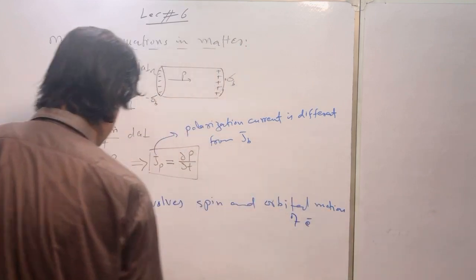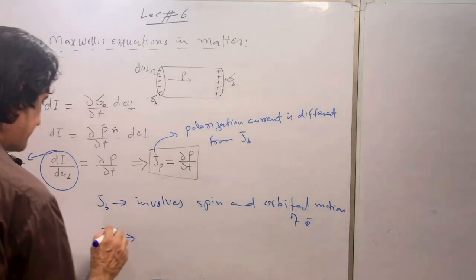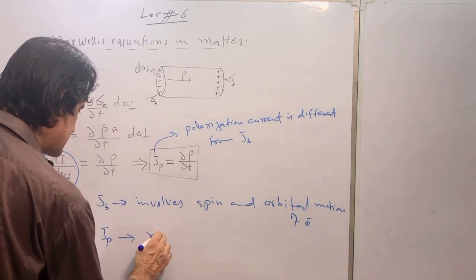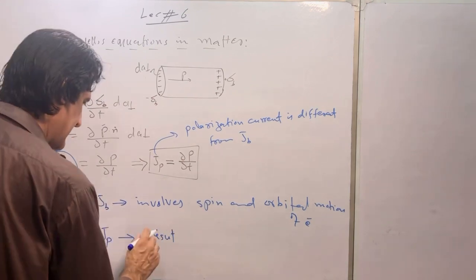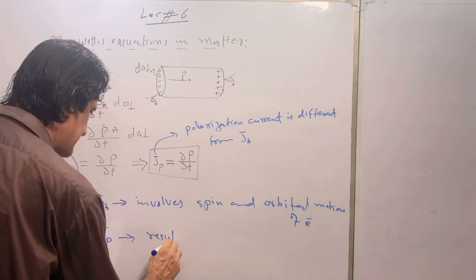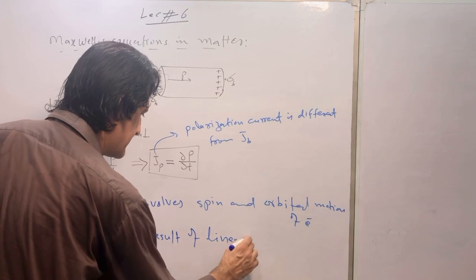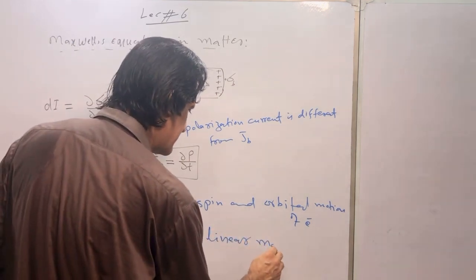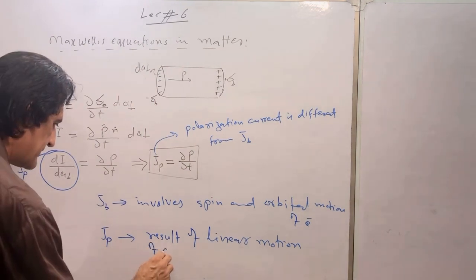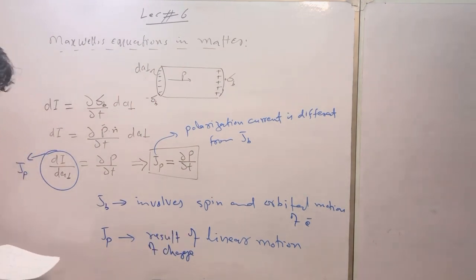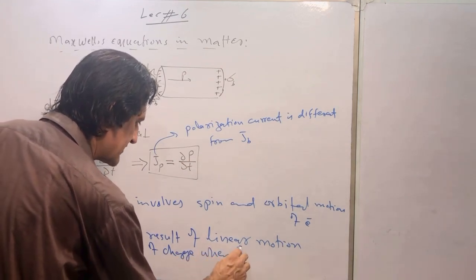But the Jp current is different; it results from the linear motion of charge when polarization changes.